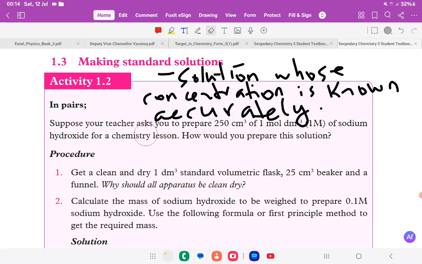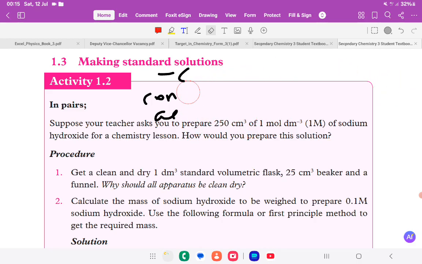suppose your teacher asks you to prepare 250 cubic centimeters of 1 mole per cubic decimeter, or 1 molar, of sodium hydroxide for a chemistry lesson. How would you prepare this solution? Okay, so the question requires you to explain a step-by-step procedure that you carry out to prepare such a solution.